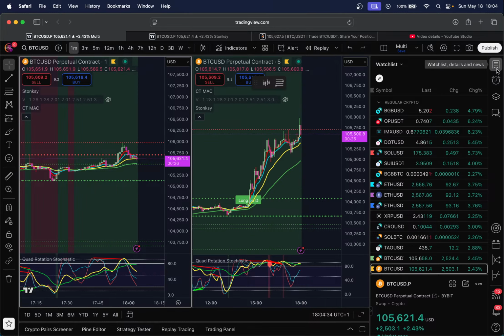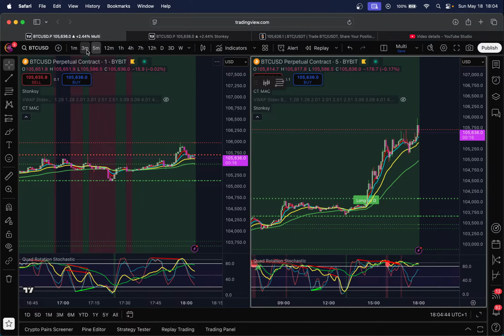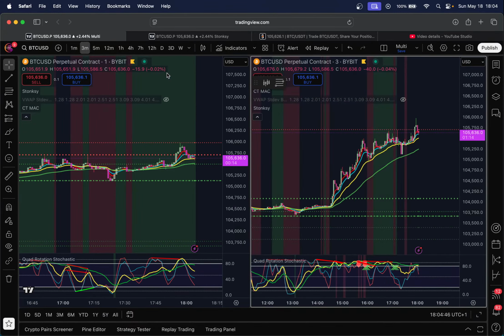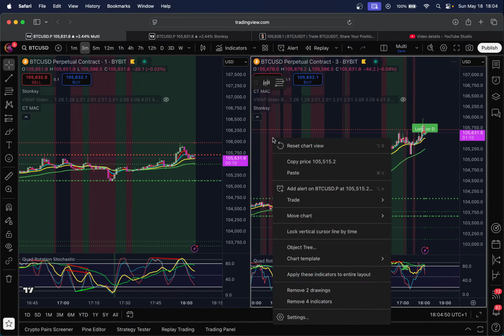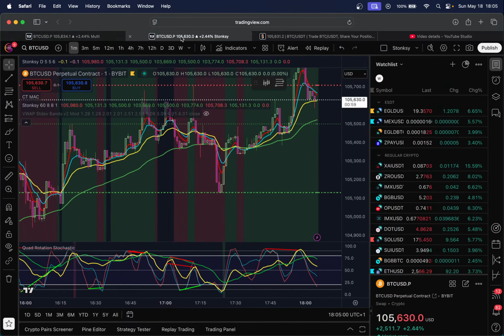Okay, so what I'm doing is looking at Bitcoin on the 1 minute time frame, and that one I want on the 3 minute time frame. And there's something that's happened which is quite good. Let's just have a look at this one here.